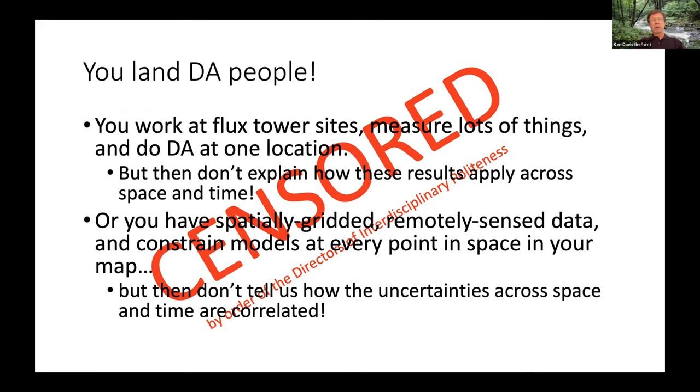You know, we work at flux tower sites. We measure lots of stuff and we do things at one location, but then how does this work over space and time? Or we have lots of gridded data and we constrain models all over space, but then it's not really clear how the uncertainties correlate in space and time.